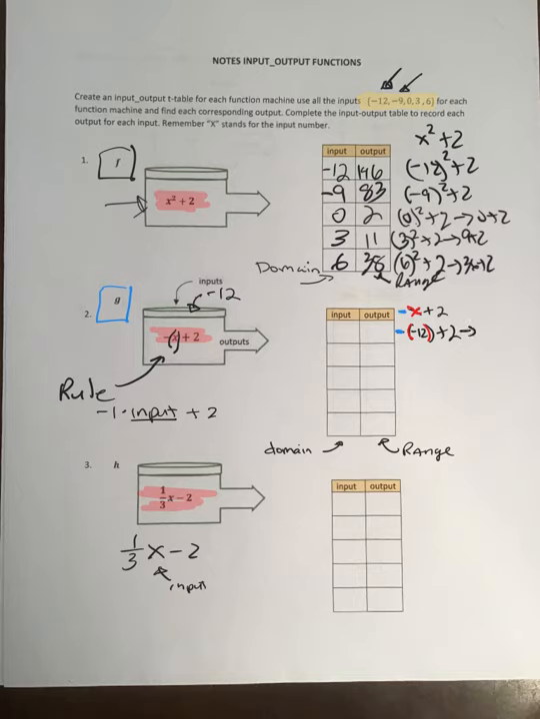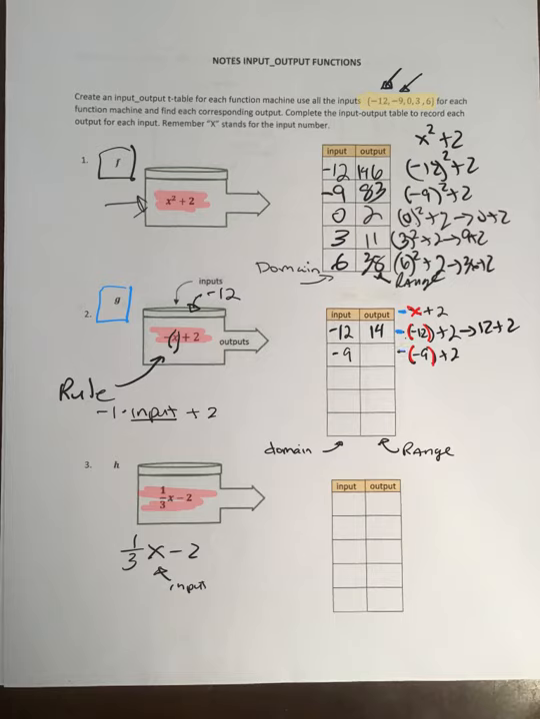Because a negative times a negative would be a positive 12, and 12 plus 2 is 14. So when you put a negative 12 into the machine, you're getting 14 out. Now they want us to plug in a negative 9. So remember, it's a negative and then negative 9 plus 2, because the rule said we're going to replace the input with negative 9.